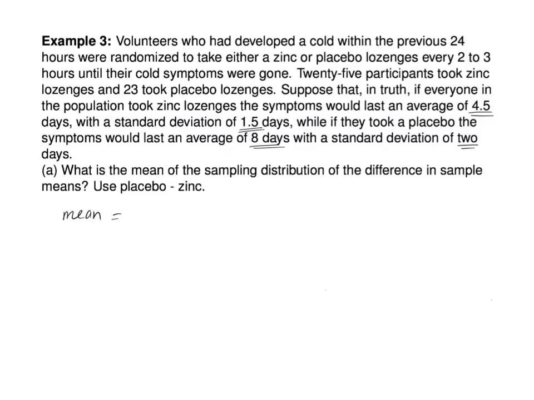So the mean is equal to mu1 minus mu2. So the average length of the cold when taking the placebo is 8 days, minus the average length when taking the zinc is 4.5 days, which works out to be 3.5.